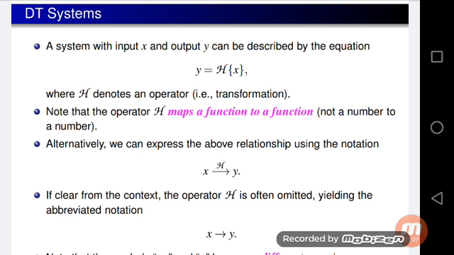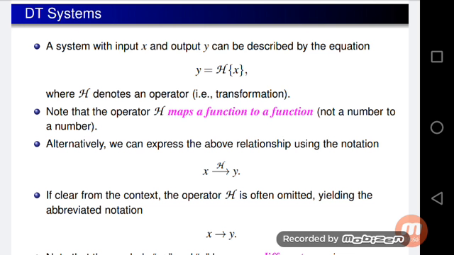Okay, next one is DT systems. A system with x input and y output can be described as y equal to h of x, where h denotes an operator or transformation. Note that the operator h maps a function to a function, not a number to a number. It is like a function to function. Alternatively, we can express the above relationship using the notation x tends to y with respect to function h.